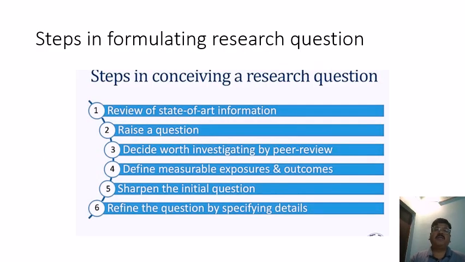Steps in formulating a research question. First is a review of state of the art information. We have to go for a review of literature, find the gap, then raise the question, then decide whether that question is worth investigating by peer review, define the measurable exposures and outcomes, then sharpen the initial question and refine the question by specifying details.